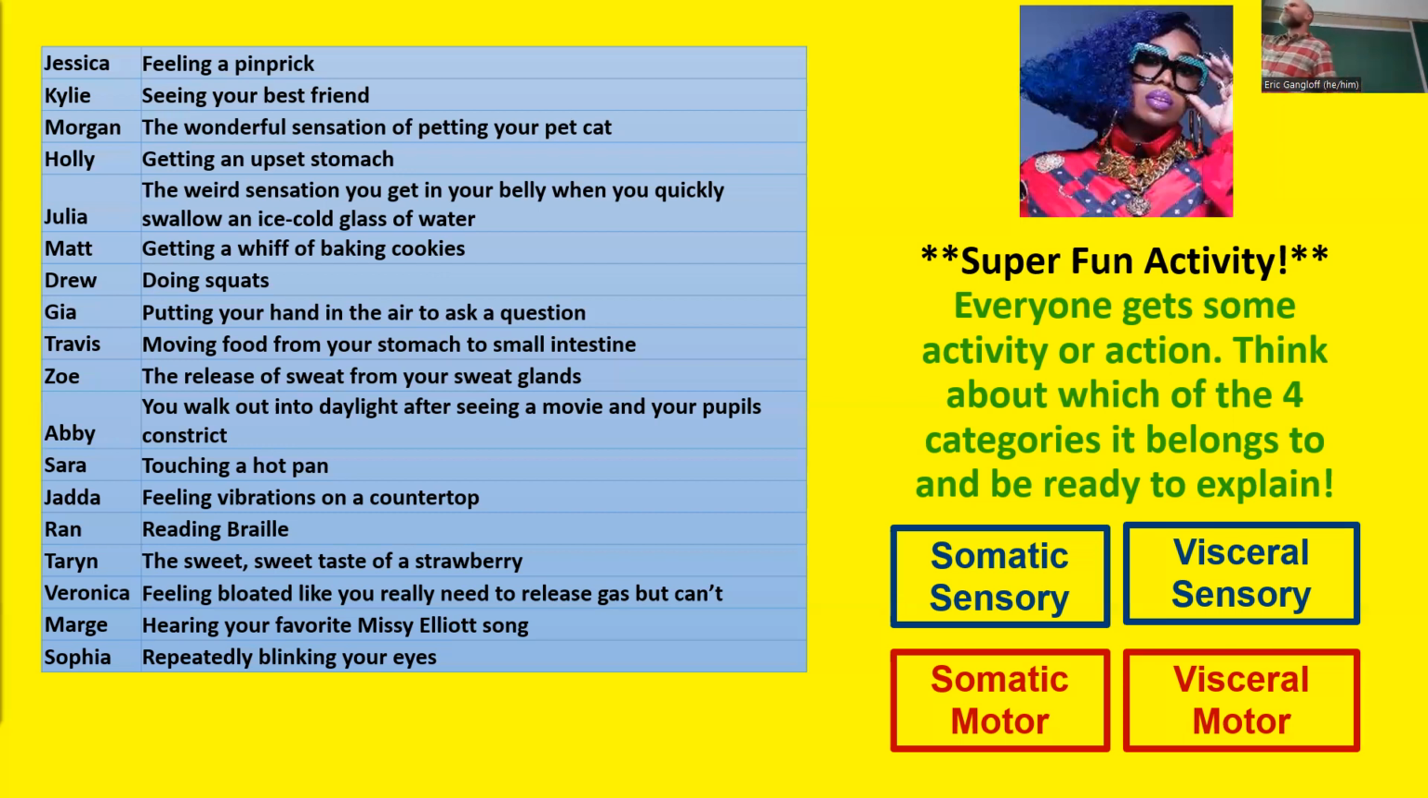For example, I think Travis, did you have squats or Drew? Drew had squats. The idea that you're using the somatic motor system to send information from the brain to the muscles and telling them to contract so you produce movement. But then you're also getting information back via the somatic sensory system about where your body is in space, how far those tendons and ligaments are stretched, how far the joints are extended, and that kind of thing.